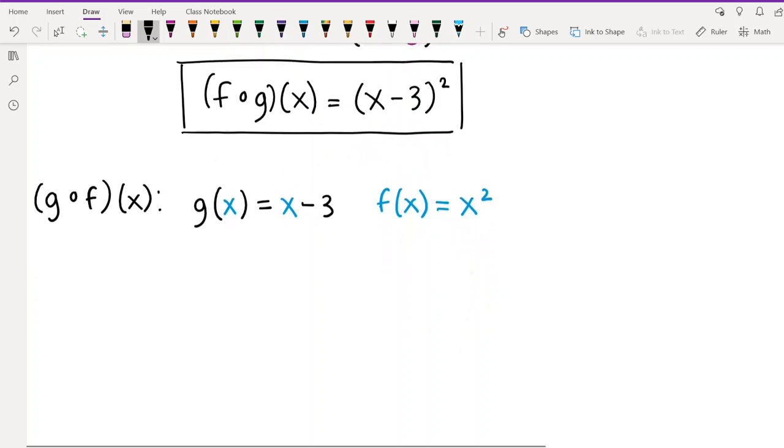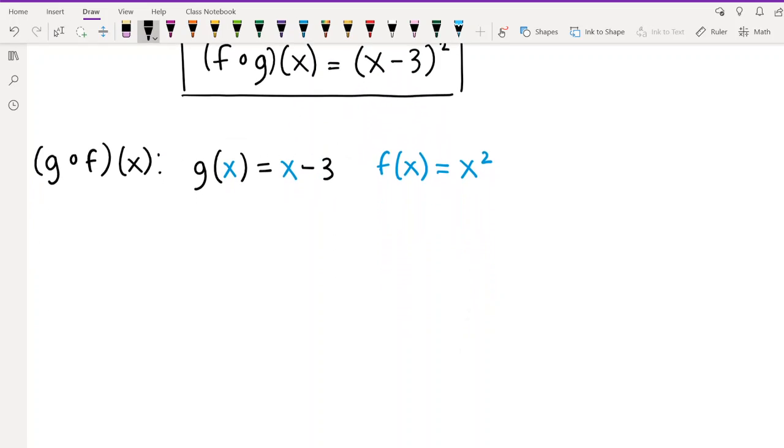Okay, so how are we supposed to do g composed with f of x? Well, g is on the outside and f of x is on the inside. And now we can just replace f of x with whatever f of x is, and in this case, f of x is x squared. So instead of writing f of x in these parentheses, I'm just going to write x squared.